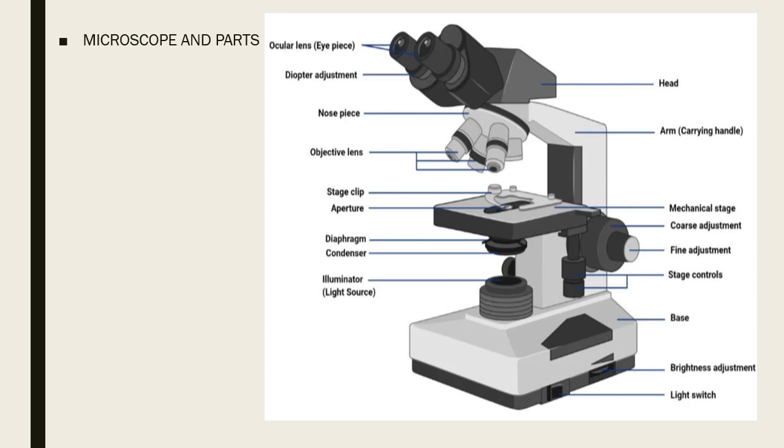If you want to change from low power to high power, then your revolving nosepiece will do that for you. Then you have your objective lenses, your stage clip, together with your stage, your mechanical stage, your diaphragm, your condenser, your light source, your rheostat, or brightness adjustment, your stage controls, or X and Y axis knobs, your fine adjustment, your coarse adjustment knob, and your mechanical stage. If you want to add, you have your draw tube, body tube, or the body, and those items.